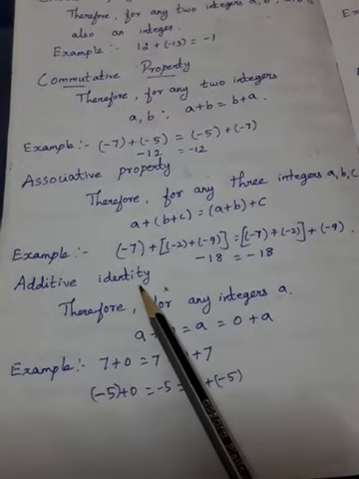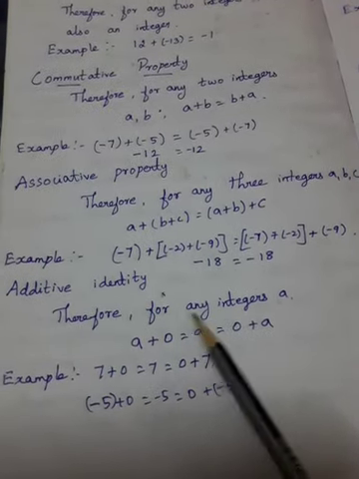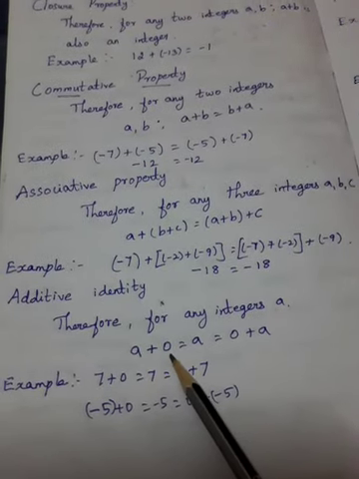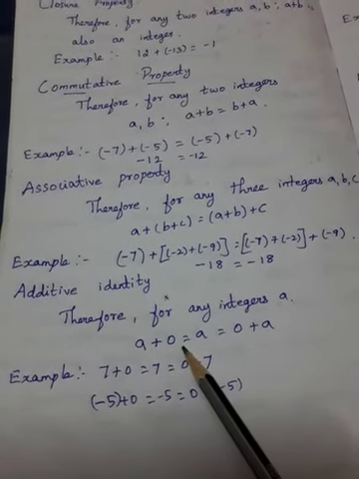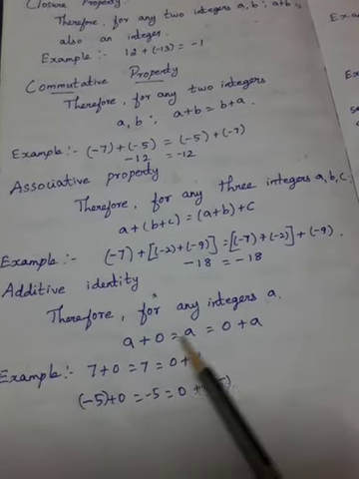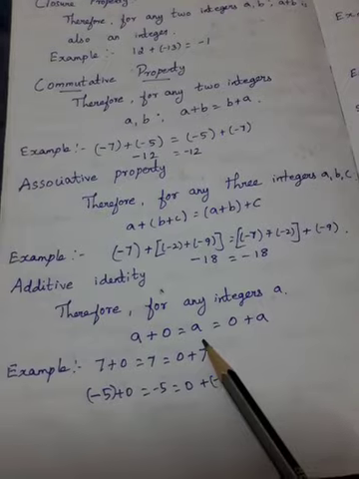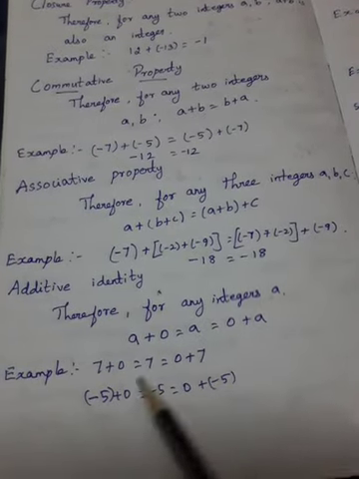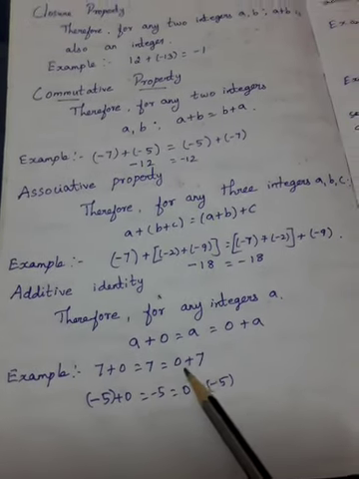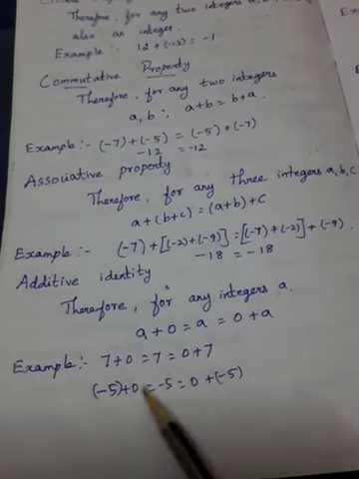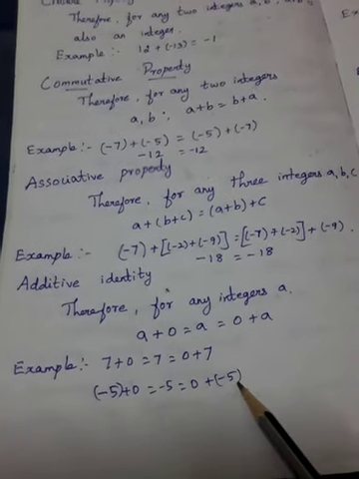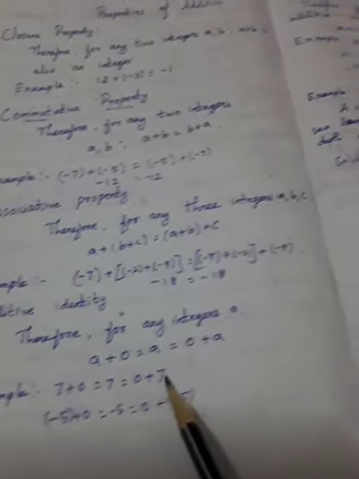Next, additive identity. What is additive identity? Any integer we add with 0, our answer should be the same integer. So a plus 0 or 0 plus a, our answer should be the same integer a. For example, 7 plus 0 is equal to 7. 0 plus 7 is also 7. Minus 5 plus 0 is minus 5. 0 plus minus 5 is also minus 5.